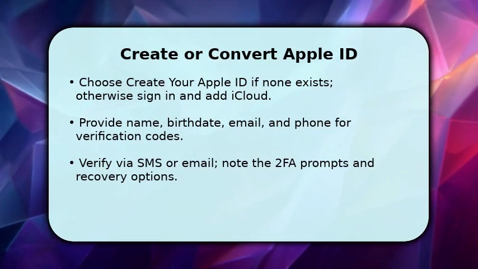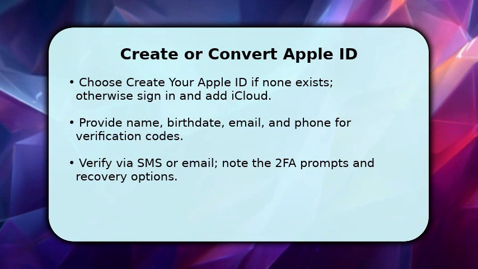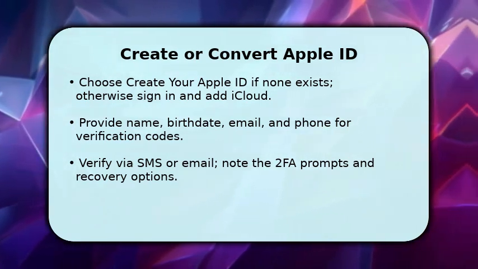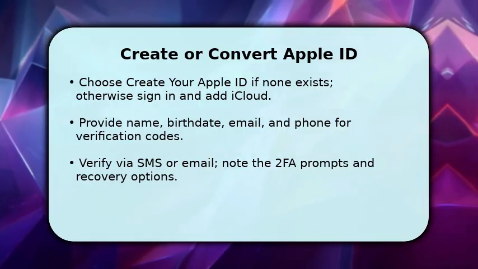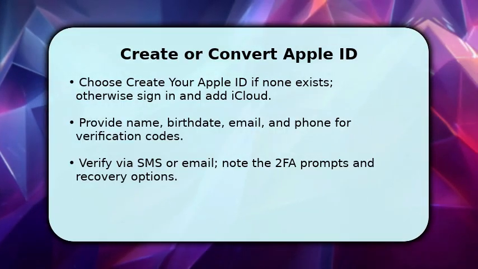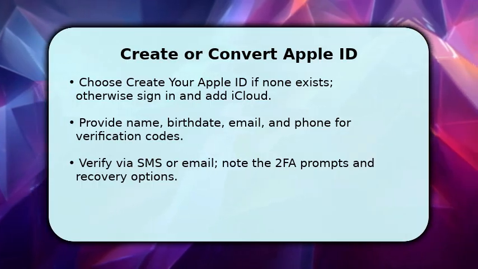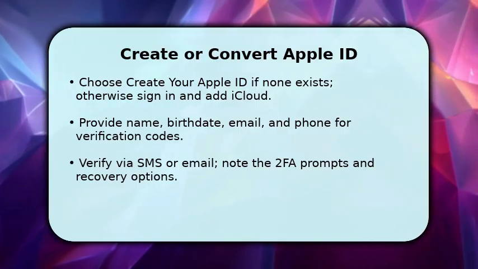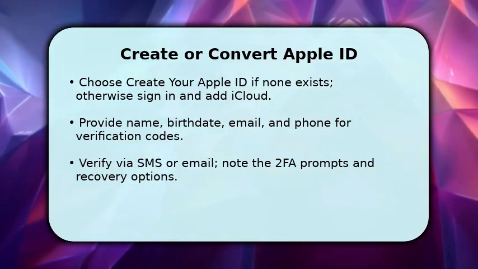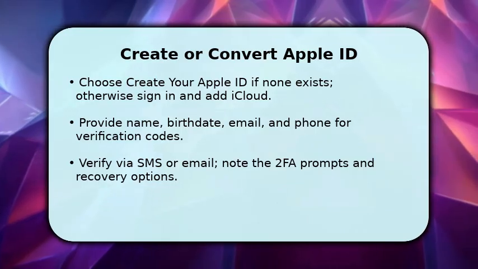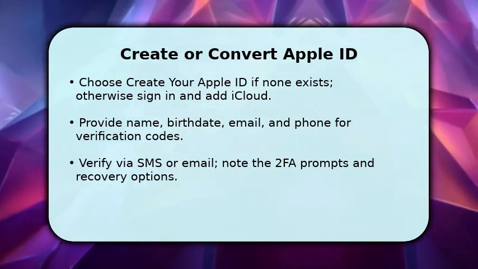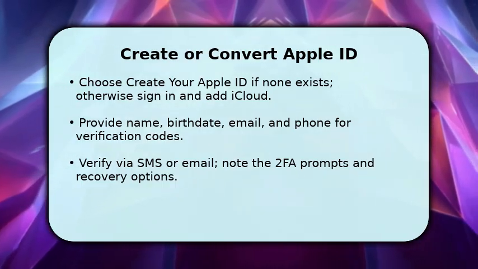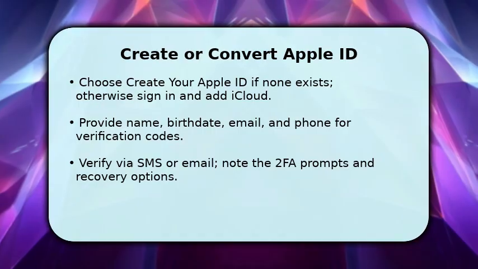You now either create an Apple ID or convert an existing account to use iCloud by selecting Create Your Apple ID on the desktop mode site. Fill the form with your name, birth date, the email address you selected, and a phone number for verification. This is how Apple sends codes. After submitting, expect a verification code by SMS or email. Enter it immediately. Make sure to set up two-factor authentication and recovery options so your new iCloud ID stays accessible from Android through web services.